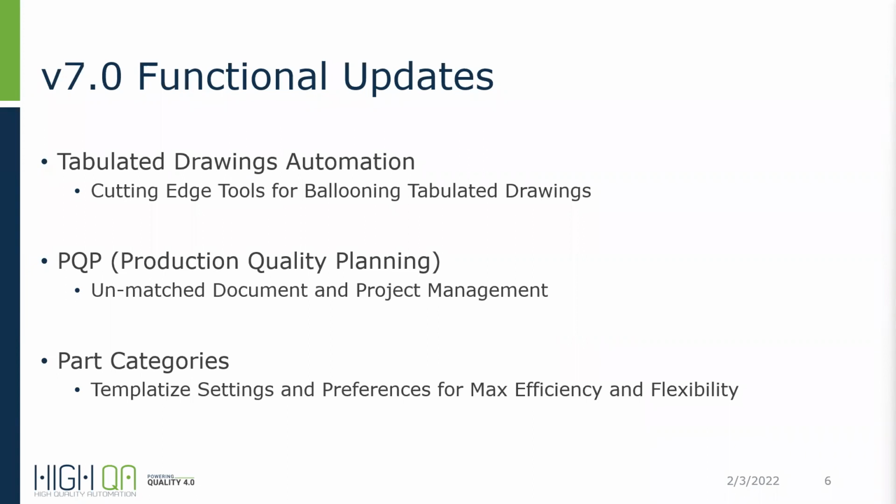You want different AQL sampling rules. You want all kinds of different settings or preferences per part that you're running. And so we've created this concept of part categories where you're able to templatize settings and preferences, so that when you create parts, all of your settings and configuration for that part click into place automatically. So I want to show you how those tools play out.